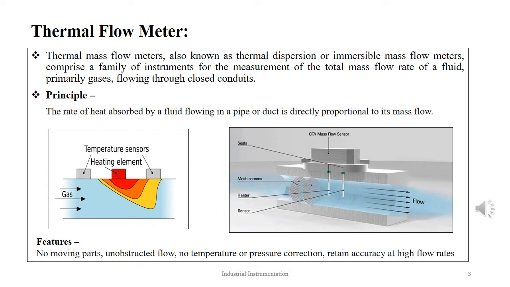The next type of flowmeter is the thermal mass flowmeter. They are also called dispersion or immersible mass flowmeters. They comprise a family of instruments for the measurement of the total mass flow rate of a fluid, which is primarily gases, flowing through closed conduits. The rate of heat absorbed by a fluid flowing in a pipe or duct is directly proportional to its mass flow. That is the underlying principle of the thermal mass flowmeters.